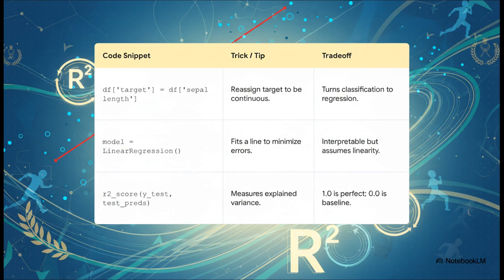Now, for this kind of problem, our goal totally changes. It's not about being right or wrong anymore. It's about being as close as possible to the real number. And that means our report card changes too. We go from looking at accuracy to something called R-squared.